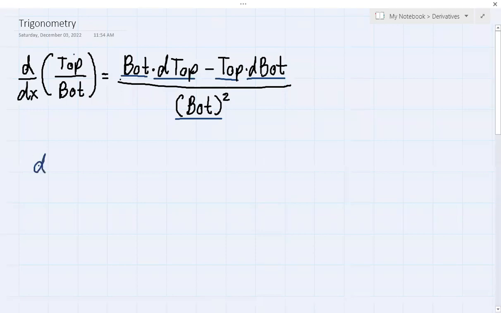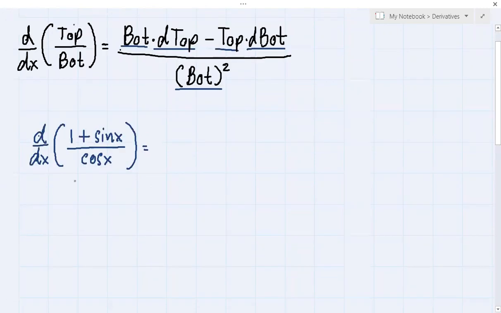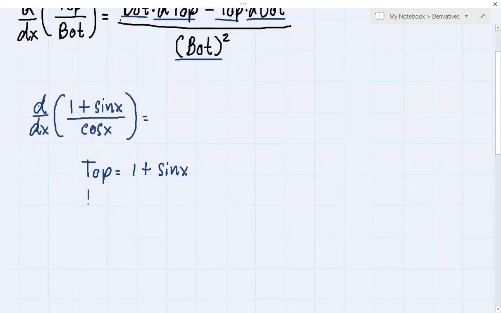So, our last example, we have this one. The derivative of 1 plus sin x all over cosine x. Ayan. So, let's now use Quotient rule of differentiation. So, our top here is basically 1 plus sin x. Then, si bottom or si bot, that would be, sorry, that would be our cosine x.